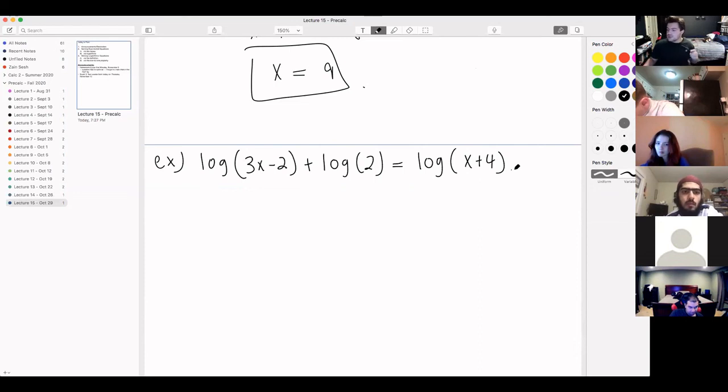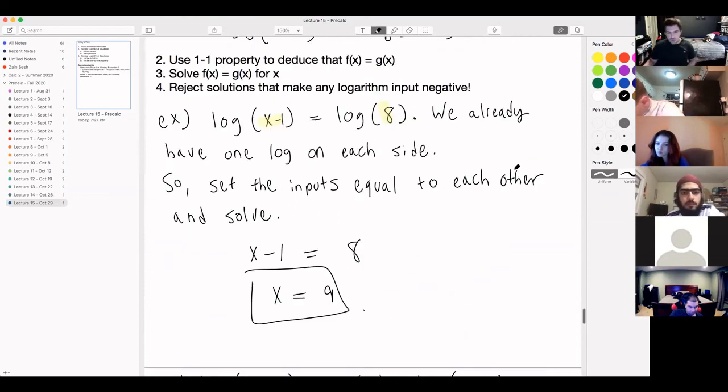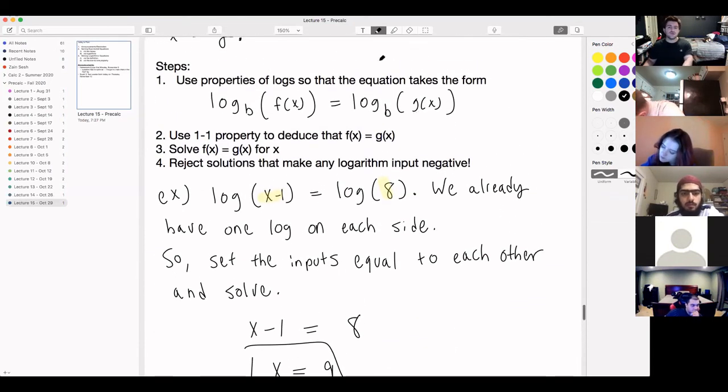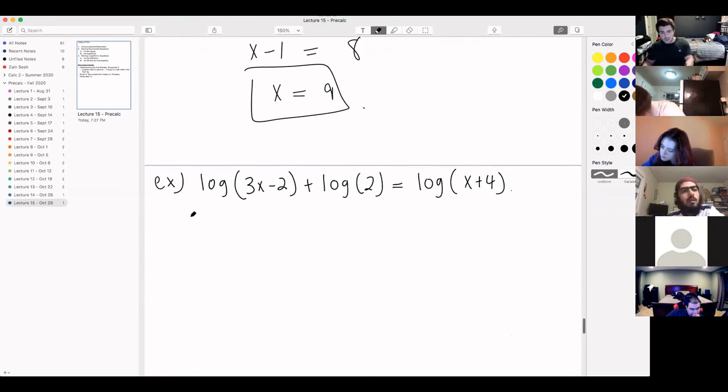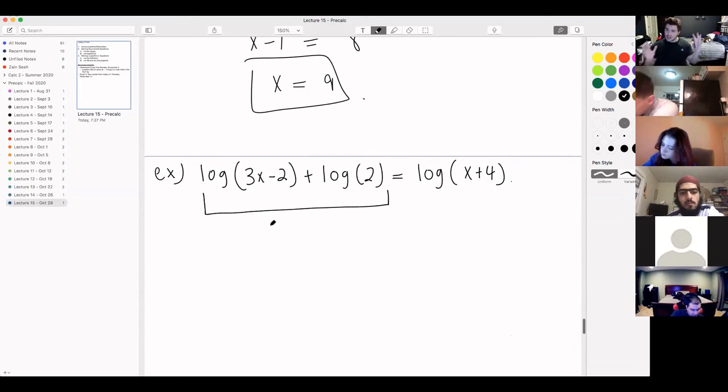Okay, so we need to look at the steps. We need to write the left side as one log. So we need to get it into log of something equals log of the other. So we can actually use the product rule on the left side. We can smash those logs together as log of a product.